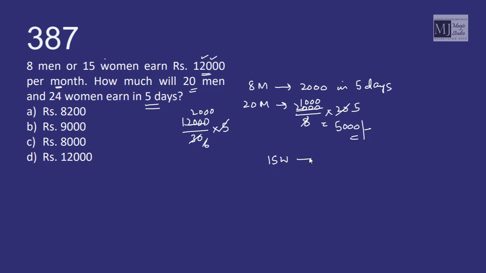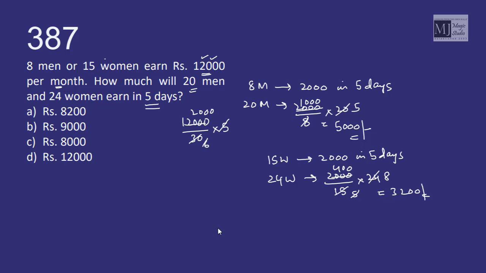Similarly, 15 women earn 2,000 rupees in 5 days. So 24 women would be earning at the same efficiency. Obviously that is the underlying assumption in this question. 2,000 by 15 into 24, 3 times 8, 3 times 5, 5 times 400, that will give us 3200 rupees. So total earning of 20 men and 24 women in 5 days with the same efficiency level is 5000 plus 3200, that is rupees 8200. Option A fits in.